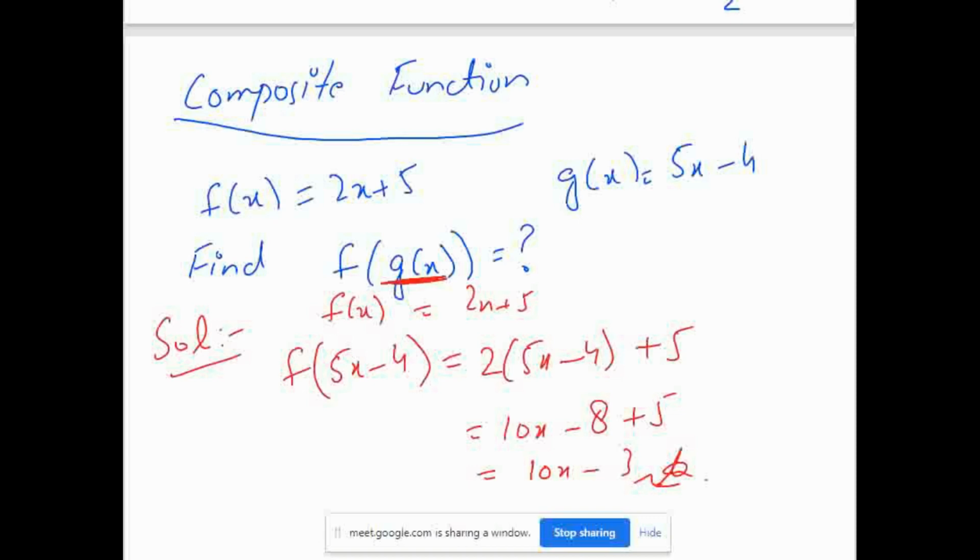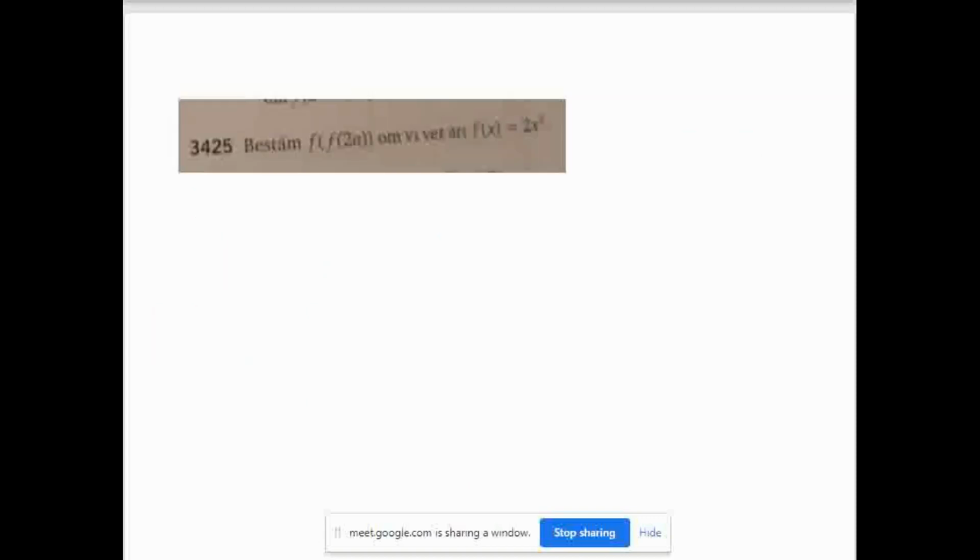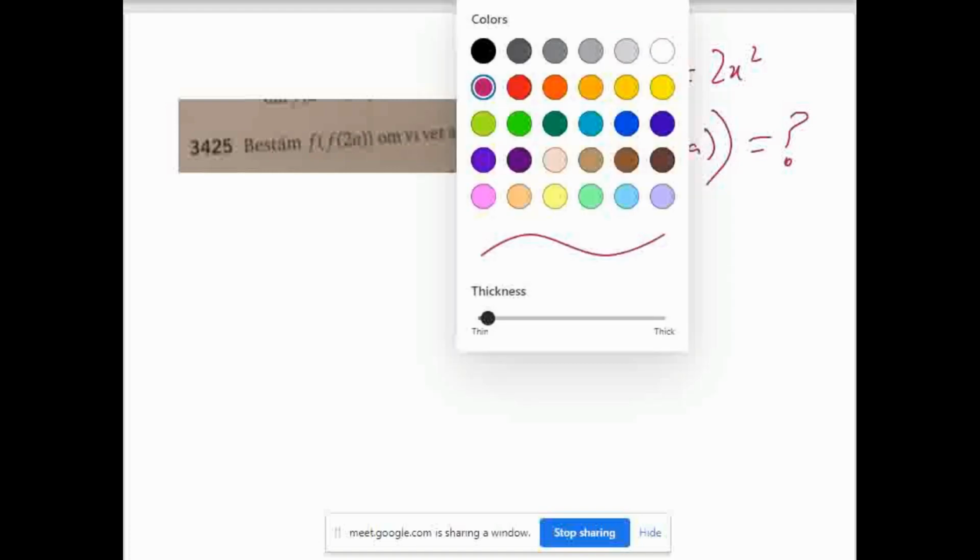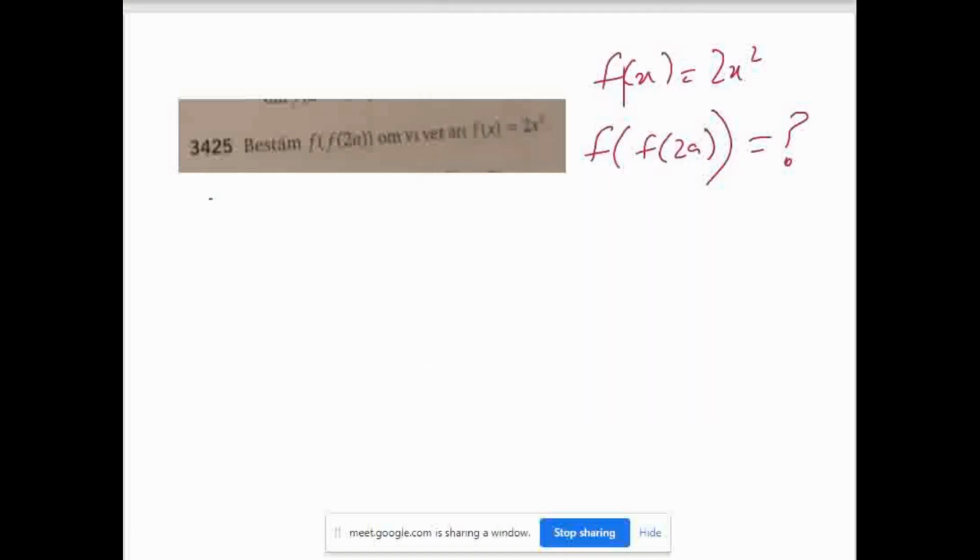Okay, now I think you are ready to attempt the next question. Now attempt the next question, 3425. Here you can see that f of x is equal to 2x square, and you have to find f of 2a. Yes, you have to find the value of this thing. Now please attempt this one, then I will also attempt it on the board.